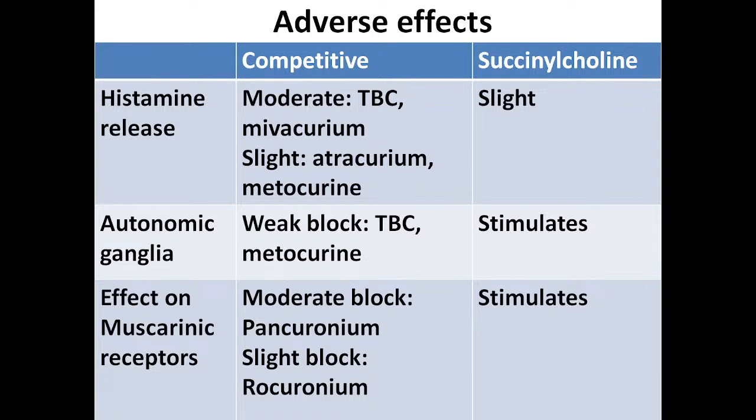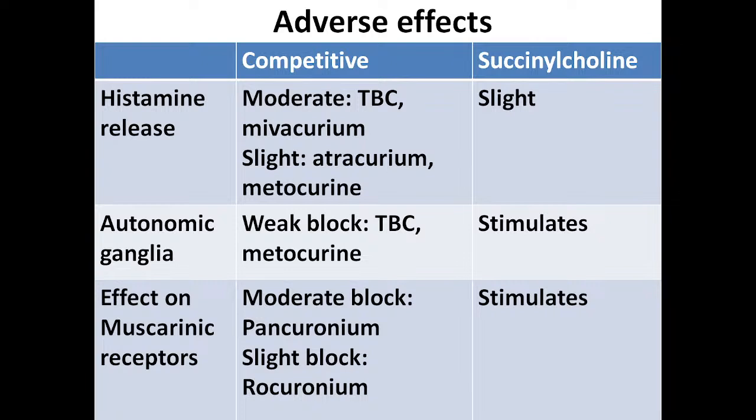While for the competitive ones, we've already seen there can be histamine release. Some of them only, that is tubocurarine and metocurine, the older ones which are now not used, could cause a weak block of the autonomic ganglia, and some of them can also block the muscarinic receptors. So remember the competitive ones will block and the depolarizing ones will stimulate these receptors, whether it is the ganglionic or the muscarinic receptors.